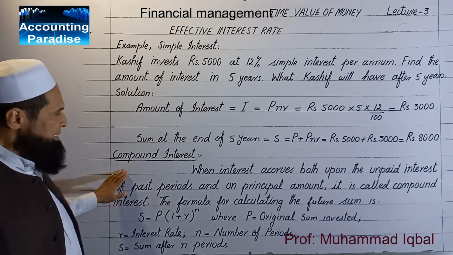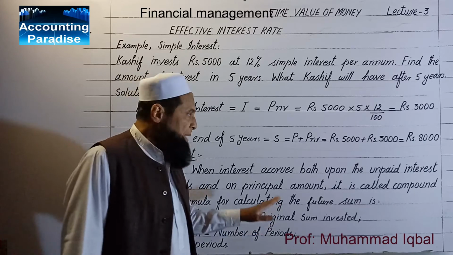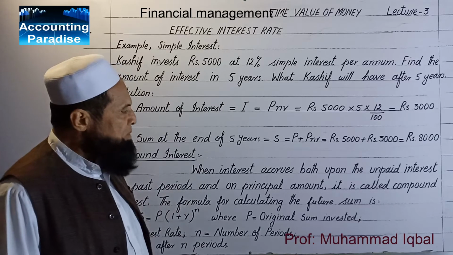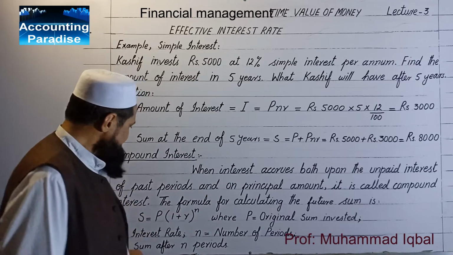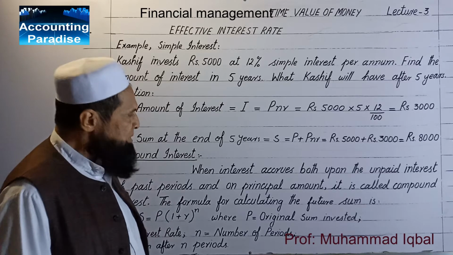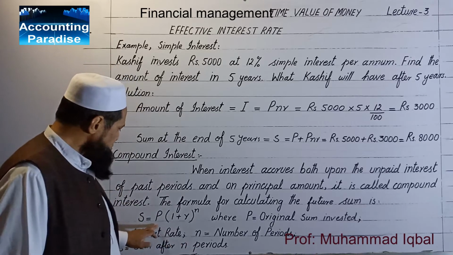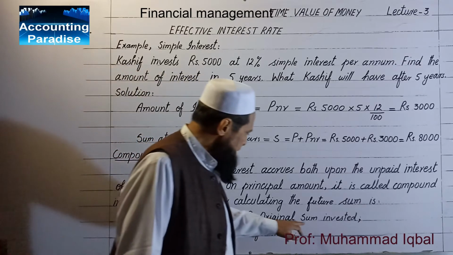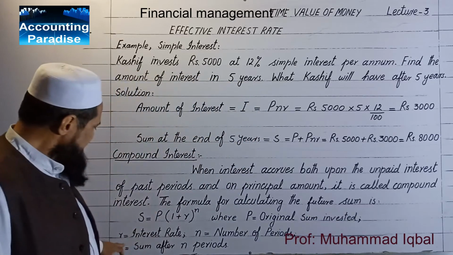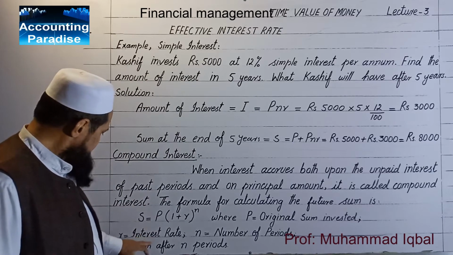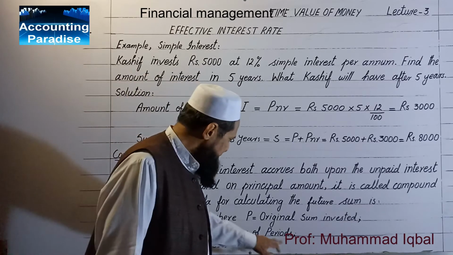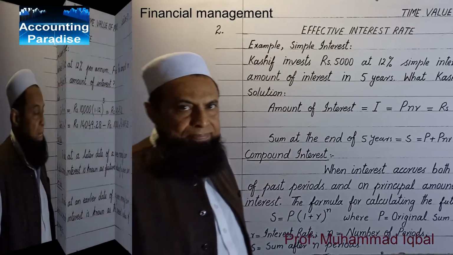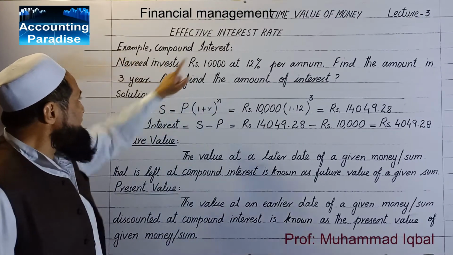Now the compound interest. When interest accrues both upon the unpaid interest of past periods and on original amount, it is called compound interest. The formula for calculating the future sum is S is equal to P into (1 plus R) raised to the power N, where P is original sum invested, R is equal to interest rate, and N is equal to number of periods, and S is equal to sum after N periods.